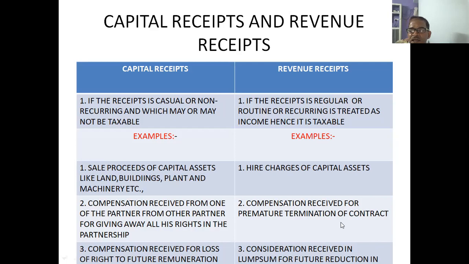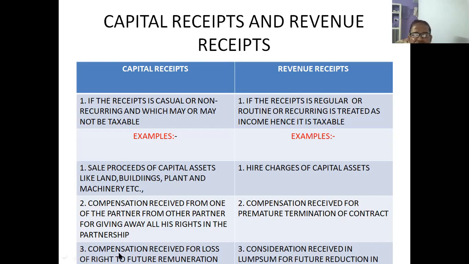Okay. Next, compensation received for premature termination of the contract is called revenue receipt. Suppose the contract has been terminated before performing the contract. For termination, the other party has to pay you an amount. That amount is called revenue receipt. Before performing the contract, the other party says, I want to terminate the contract. But there is an agreement in which they say that if the contract is terminated by the other party, the other party has to pay compensation. So that compensation comes under revenue receipts.